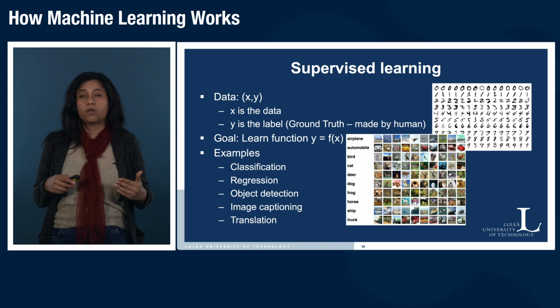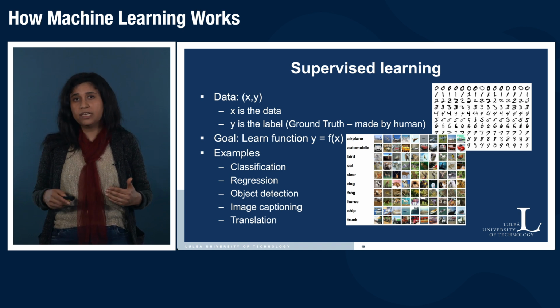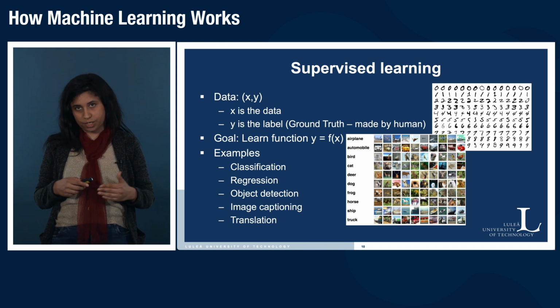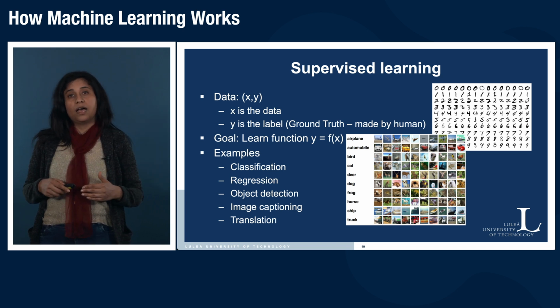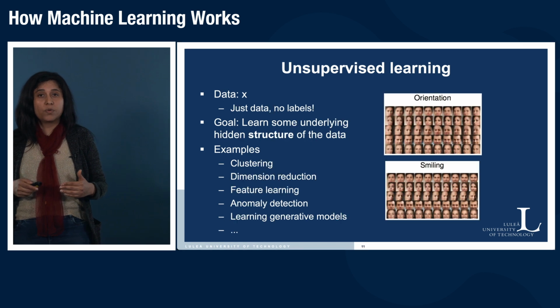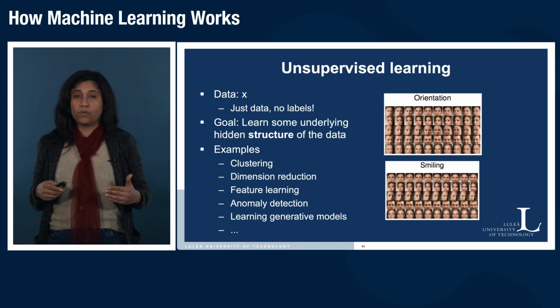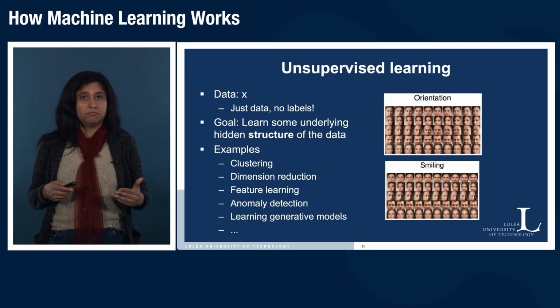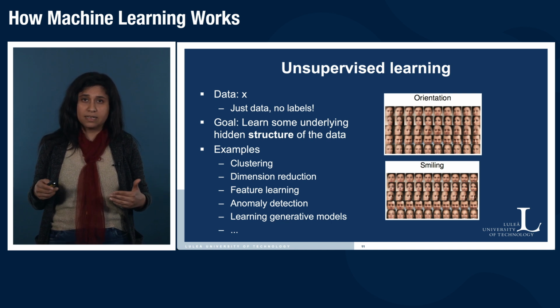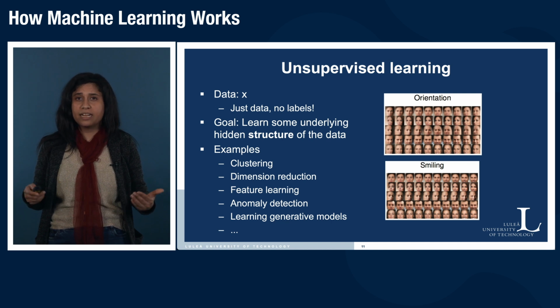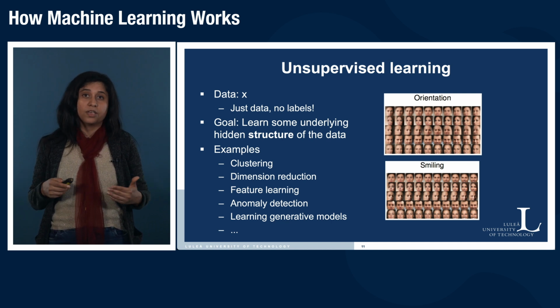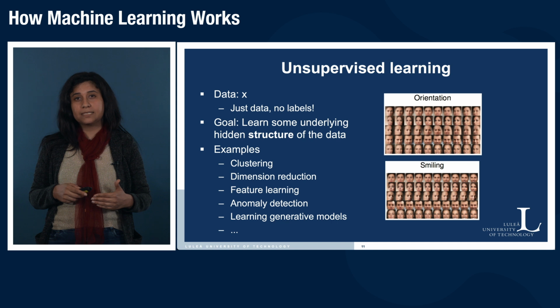Examples, as I mentioned, are classification, regression, object detection, image captioning, and translation. For unsupervised learning, we only have the data without labels, and the machine just learns the underlying structure. Examples are clustering, dimensionality reduction, feature learning, generative models, and generating new images.